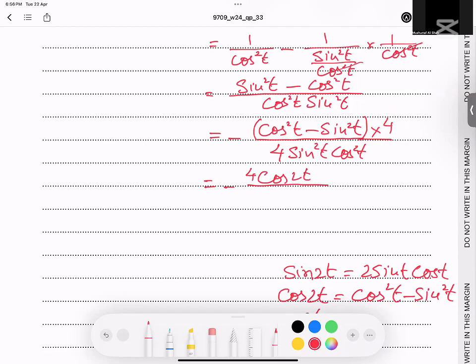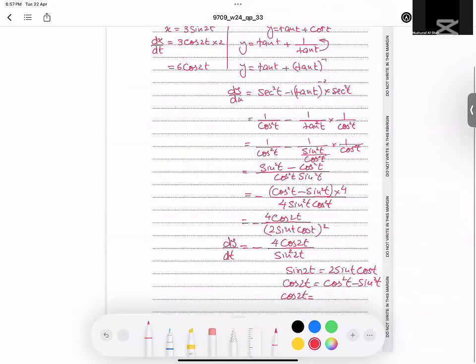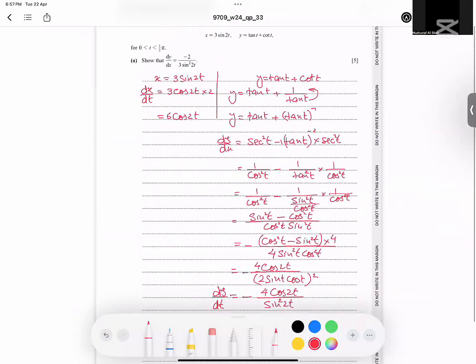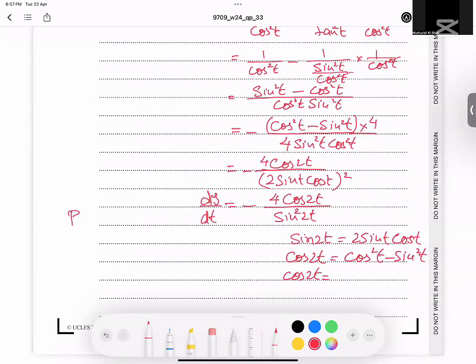So I got 4 cos double t, and this I can write together as 2 sine t into cos t and whole square, which, if you look carefully, becomes sine double t. But this power 2 will come on top like this. This is dy over dt. And now you can look, we are very close, and we can apply the chain rule. What is the chain rule? I'm writing here, by chain rule.